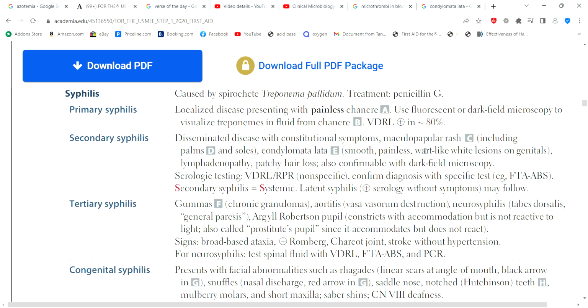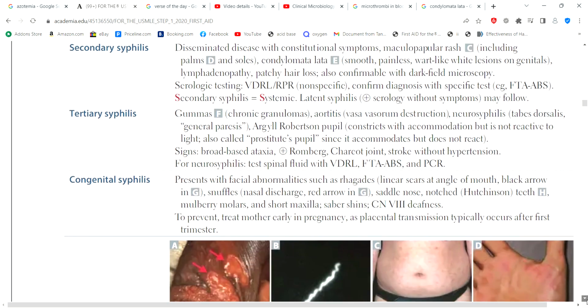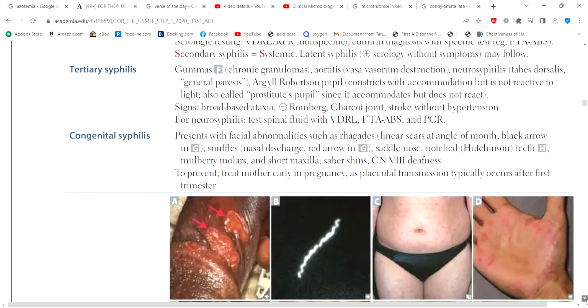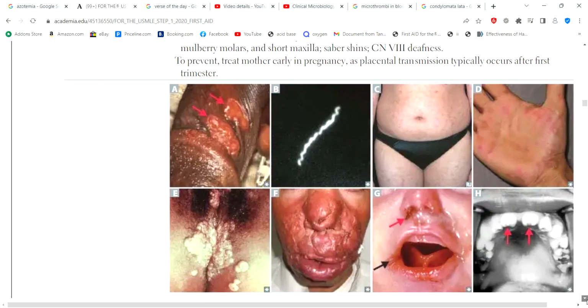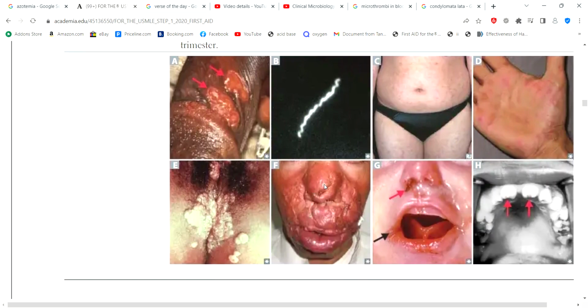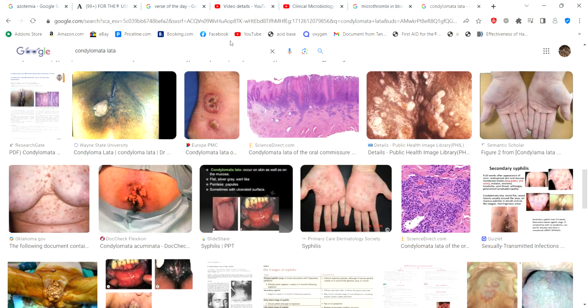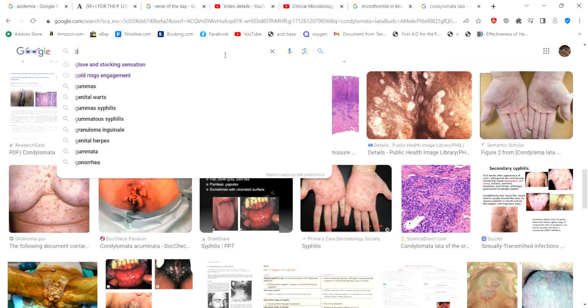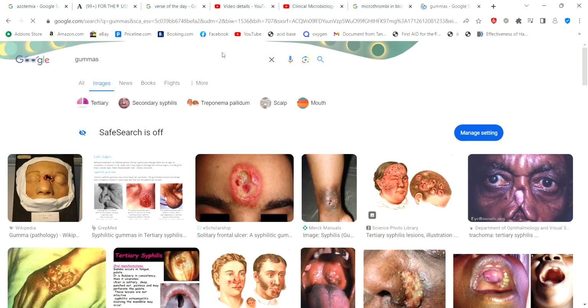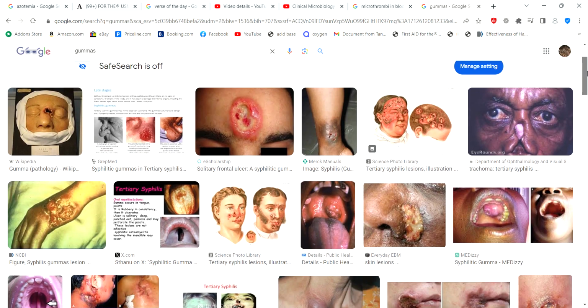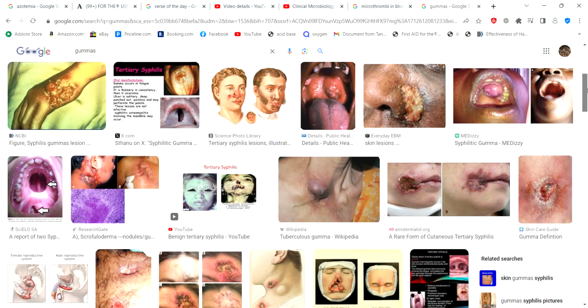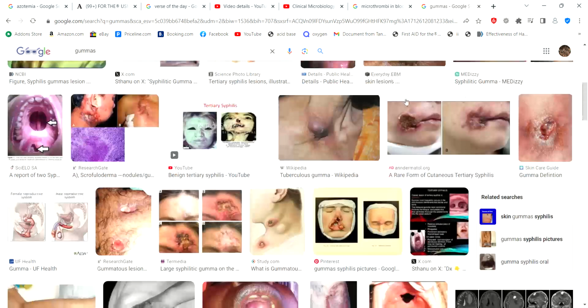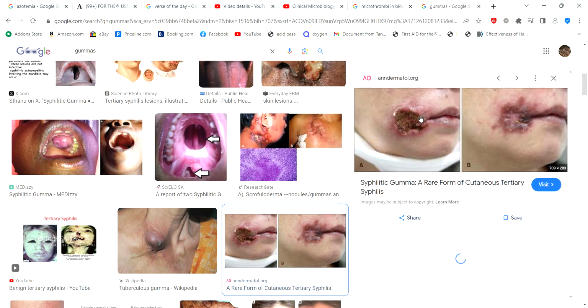Okay, tertiary syphilis. Tertiary syphilis is marked by gummas, which is F over here. See this? Gummas. These are large lesions.